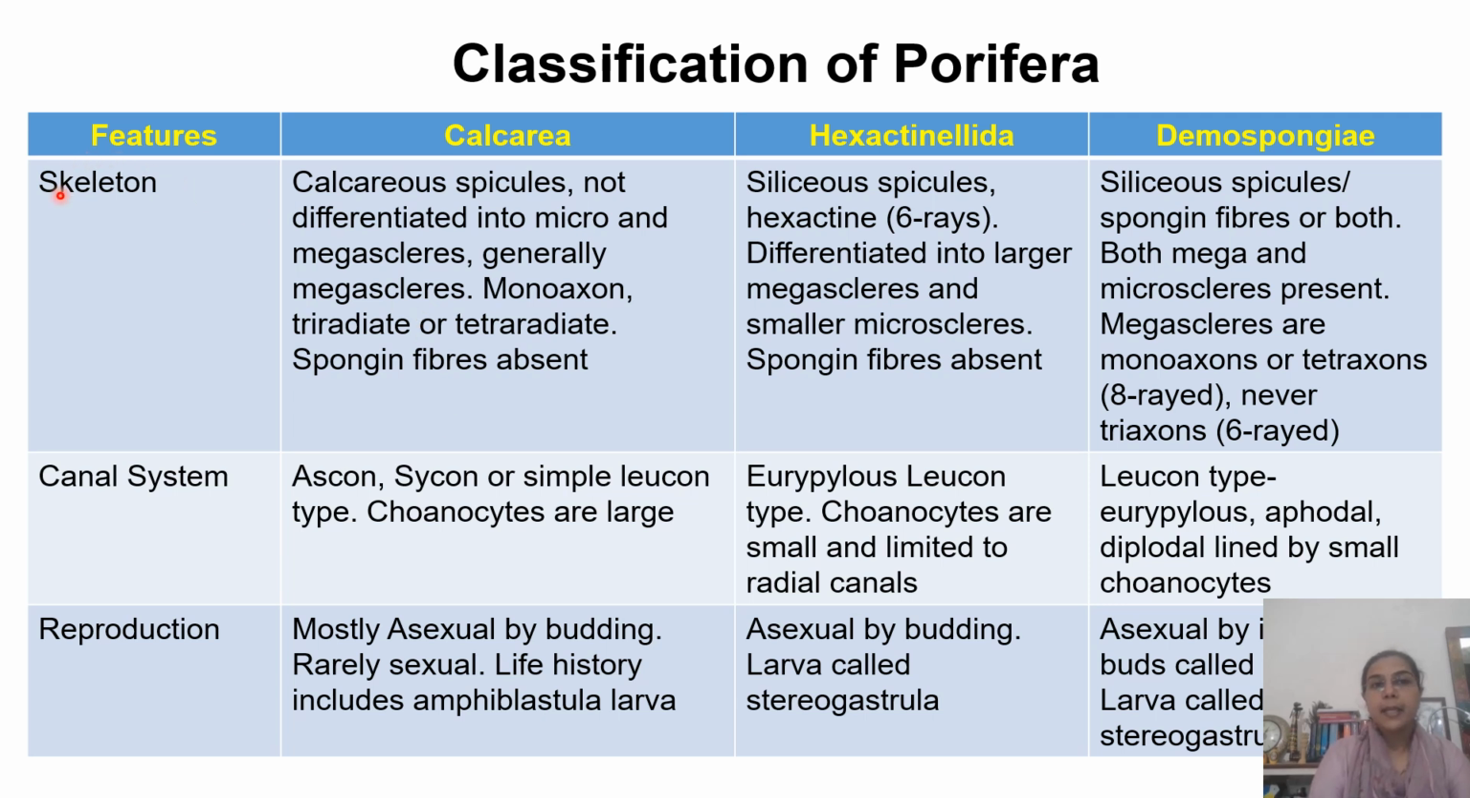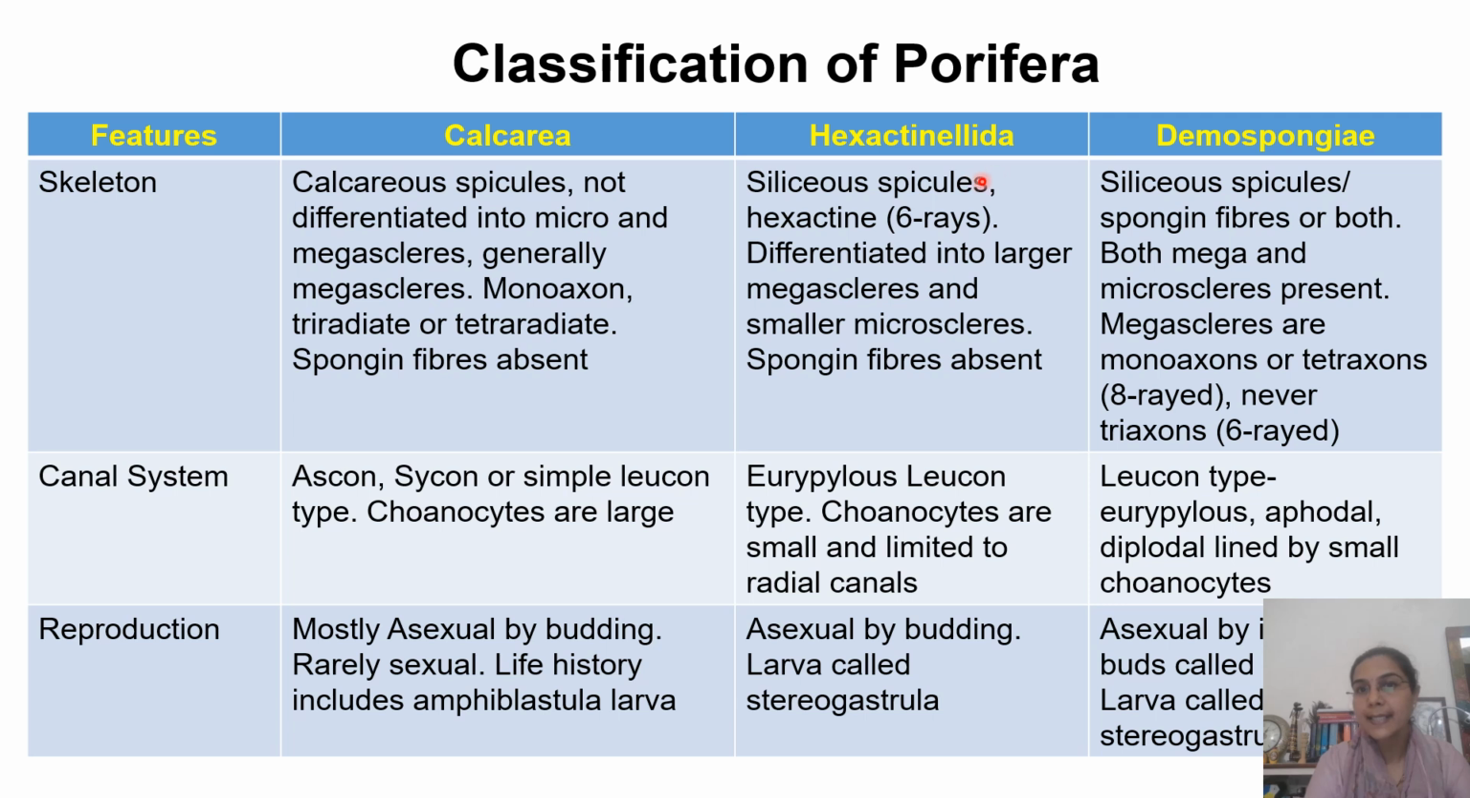Next, very important feature जिसके बेसिस पे हमने पॉरीफेरा को इन तीन क्लासेस में क्लासिफाई किया है, that is the endoskeleton. If we talk about calcarea, as the name suggests, यहाँ जो spicules हैं, they are calcareous, means they are made up of calcium carbonate, and they are not differentiated into micro and megascleras. जो भी spicules present हैं, वो large हैं, they are megascleras. मोनोएक्सोनिक होते हैं, ट्राइरेडिएट या टेट्रारेडिएट होते हैं. फर्दर जो स्पॉन्जिन फाइबर्स हैं, they are absent here.